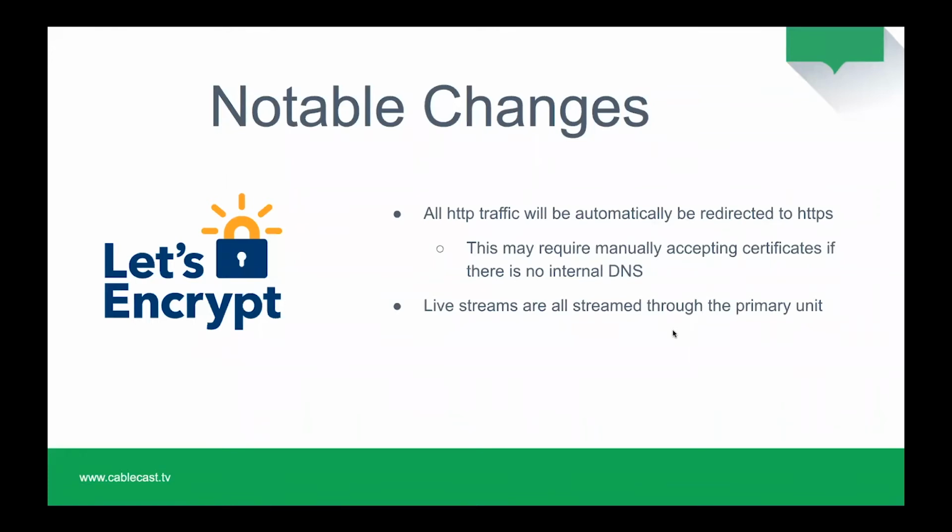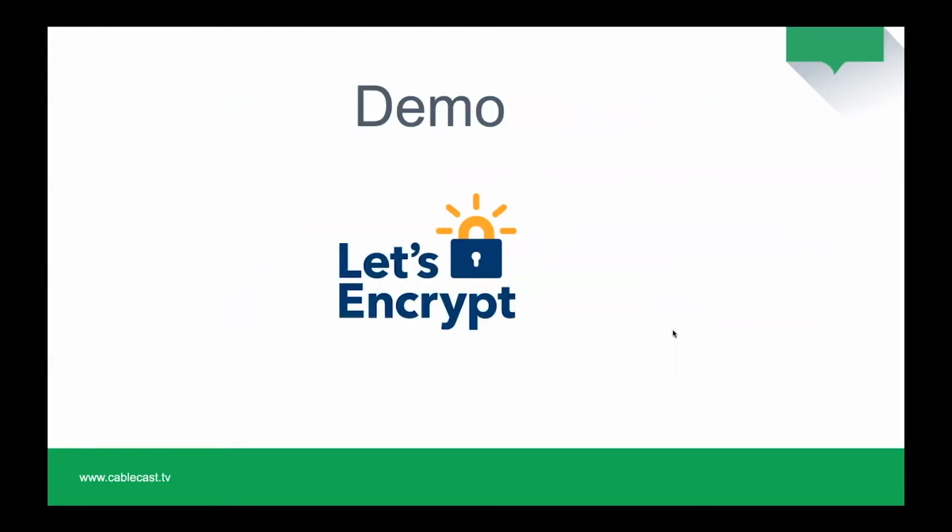The other notable change for this is that all the live streams will be streamed through your primary unit. This is because you want to be able to embed those live streams, and we want to expose that certificate. And if you're using something like a port forward for your live streams, we can't guarantee that we can serve those securely. So all your live stream traffic will go through your primary unit. So let's see what this looks like in the Cablecast interface.